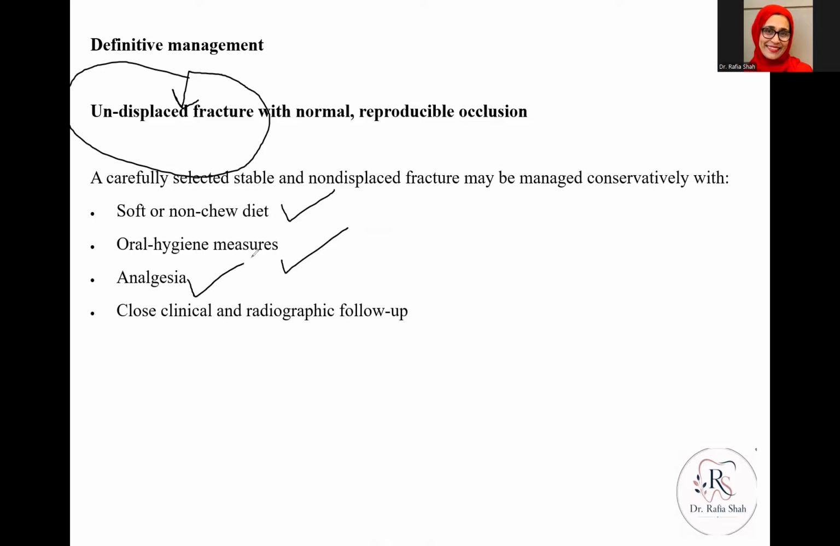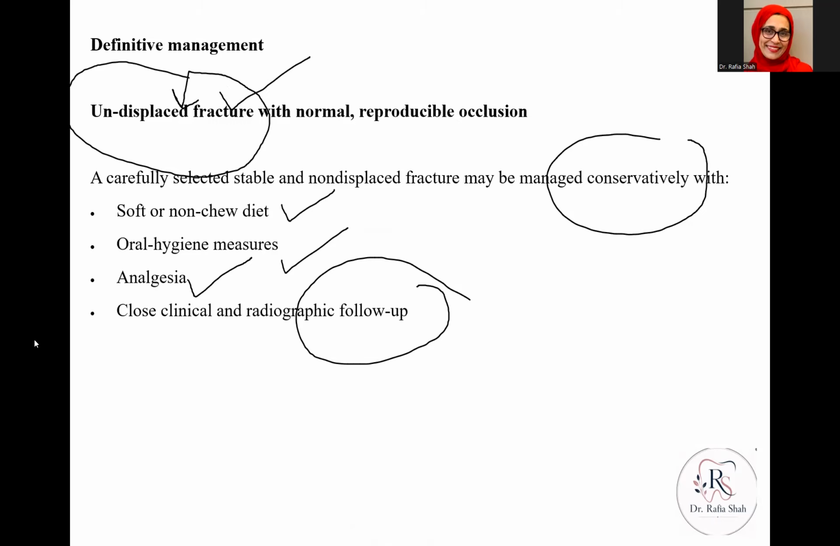We prescribe the patient analgesics and close evaluation at different intervals. We keep the patient on follow-up. But it does not require any sort of big procedures. It is usually managed conservatively because the fracture line has not displaced.